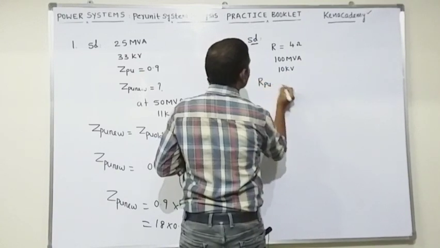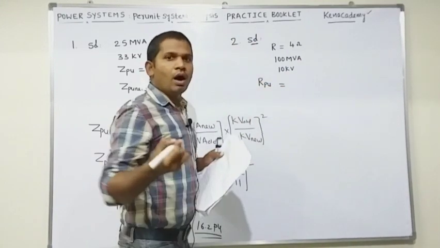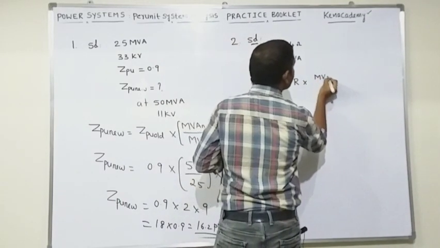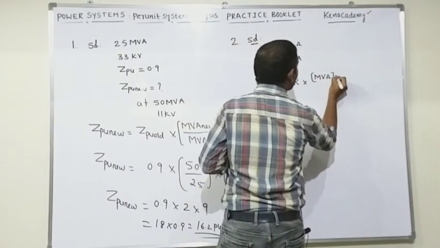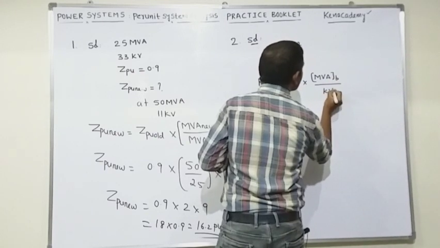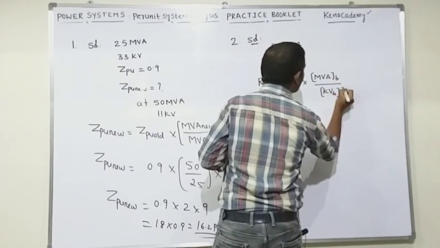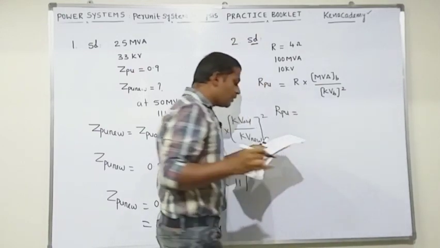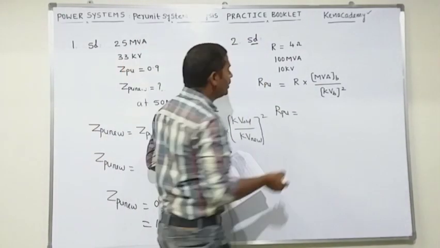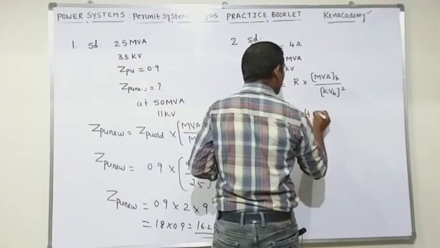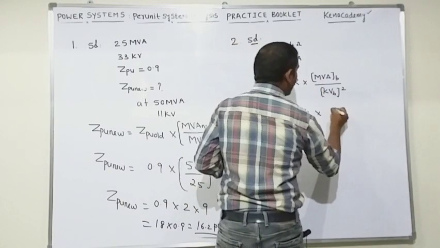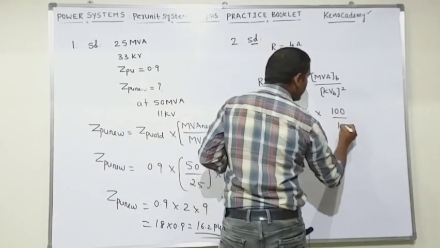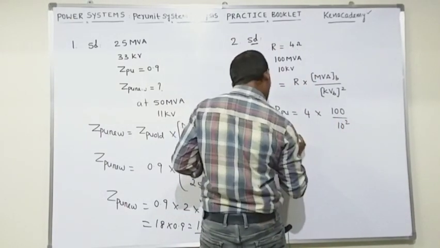Students, how to calculate R per unit? R per unit equal to R into MVA base by voltage base square. This formula you know. Yes, what is the per unit resistance? What is the actual resistance? 4 ohms. What is the base MVA? 100 MVA, directly given in MVA. Voltage also given in kV. Then what is the per unit resistance?